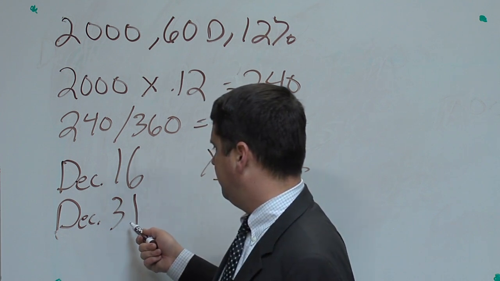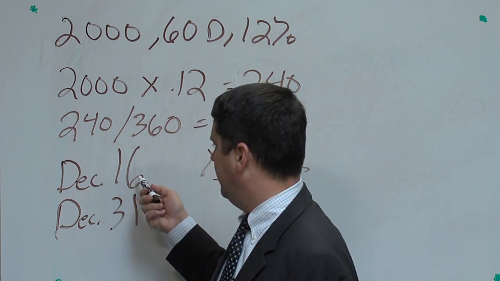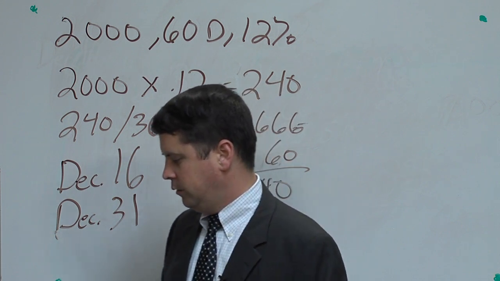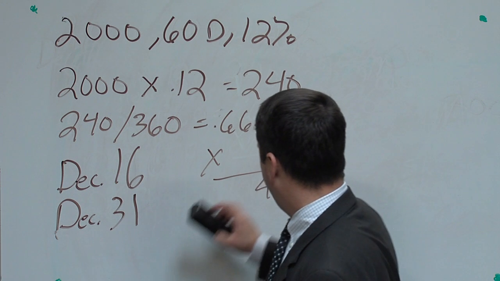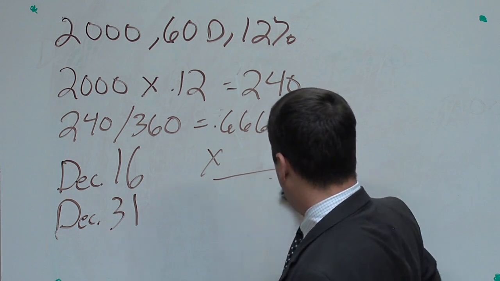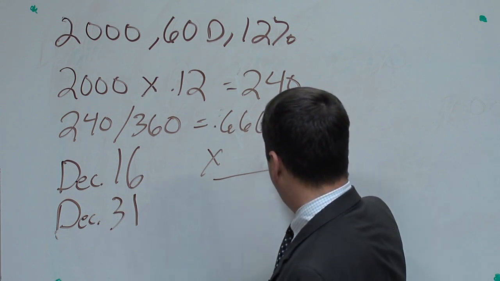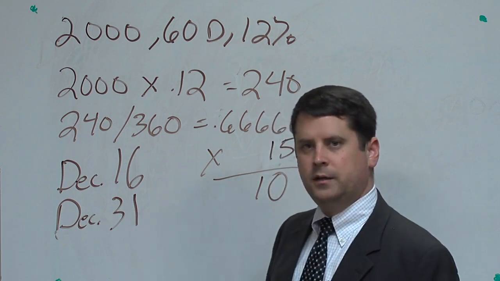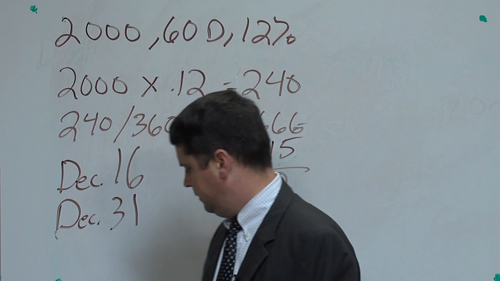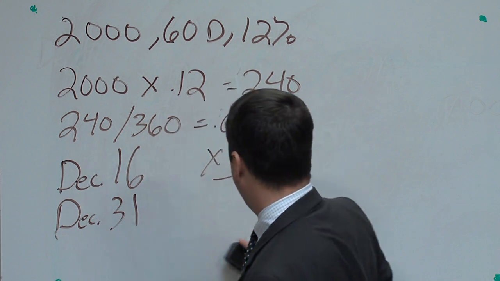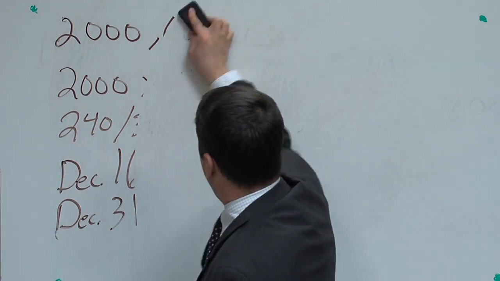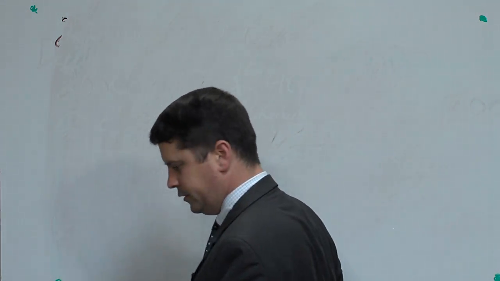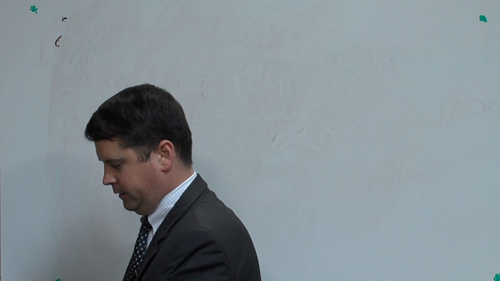So December 31st, take 31, and then subtract 16, that gives you 15 days. So going back to the calculation over here, all we need to do is just put in 15, and that gets us 10. So $10 is the amount that's going to be accrued for interest. And then I'll show you what the journal entry looks like for that.